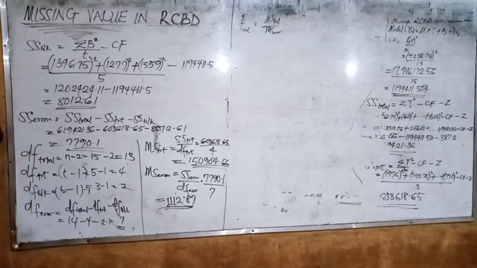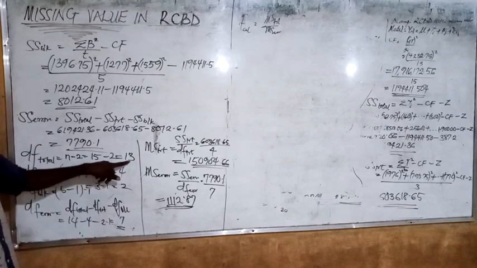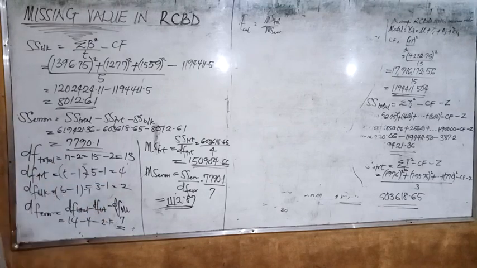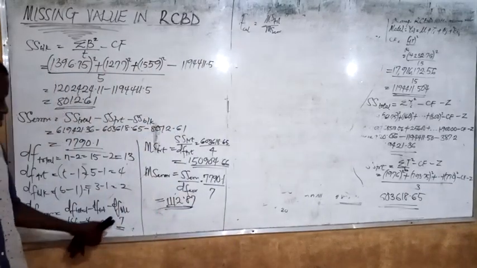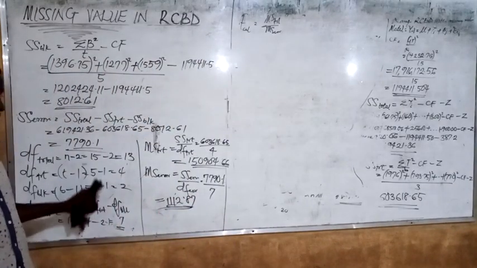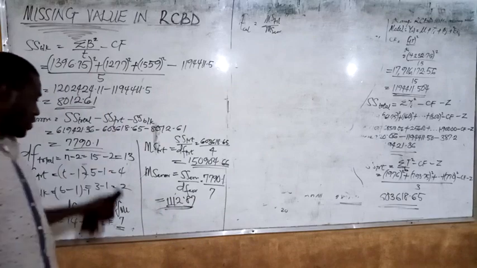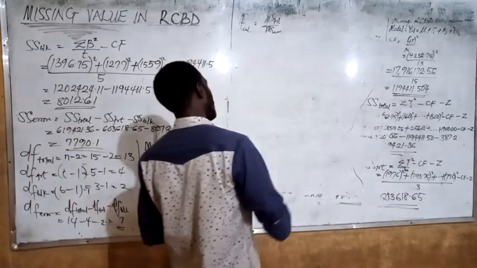Alright, so that when you add it all up, you're going to get the DF total. This was the 6 plus 7, that is 13. So make sure not to make the mistake of just doing it the normal way. With a missing value, you subtract one from the total and from the error.